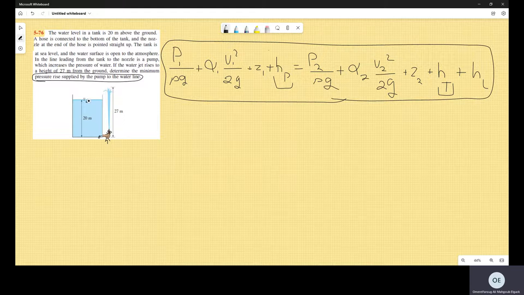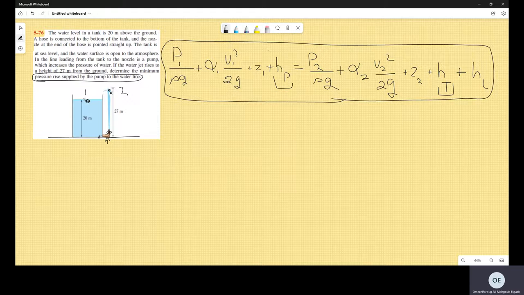Here at this point, consider this is point one, and this is point two. At point one, I know that the pressure is atmospheric, the velocity is zero, and the elevation is 20 if we are taking this as a reference. At point two, we know that the elevation is 27.